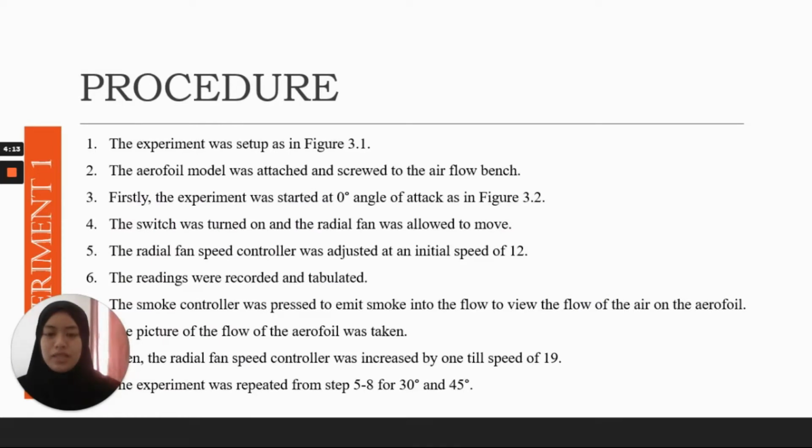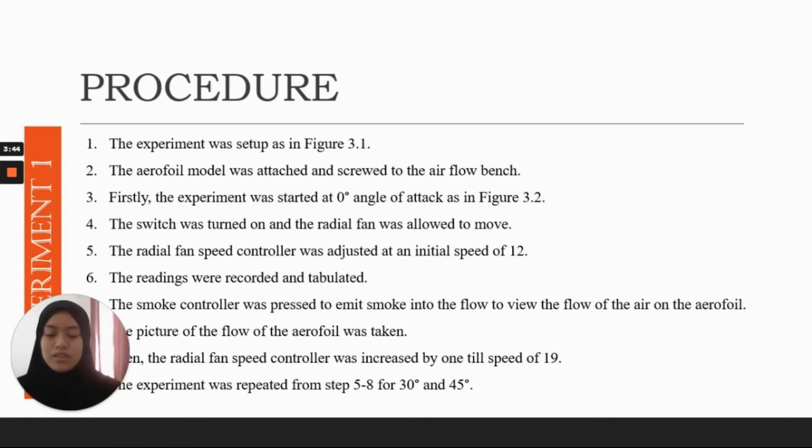Firstly, the experiment was set up as in figure 3.1. The aerofoil model was attached and screwed to the airflow bench. The experiment was started at 0 degree angle of attack as in figure 3.2. The switch was turned on and the radial fan was allowed to move. The radial fan speed controller was adjusted at an initial speed of 12. The readings were recorded and tabulated.